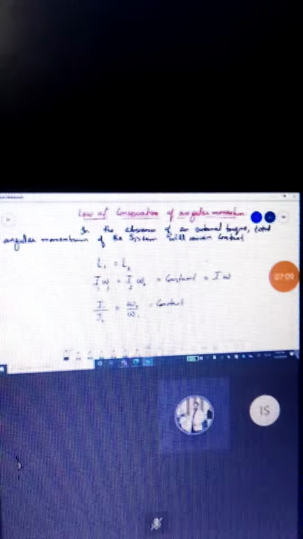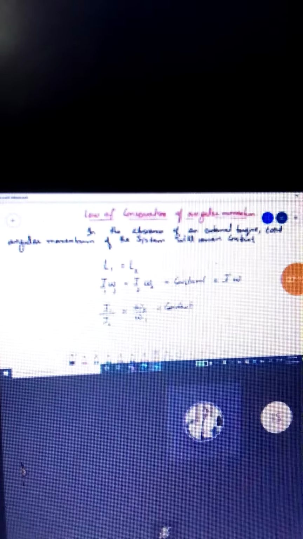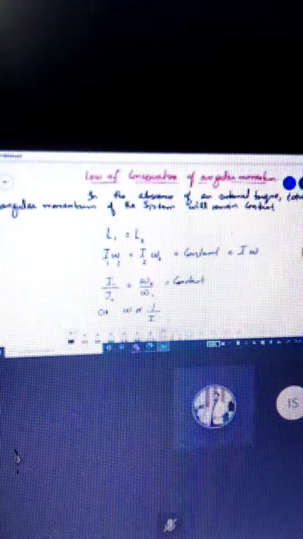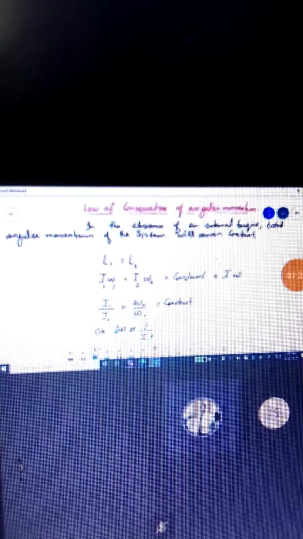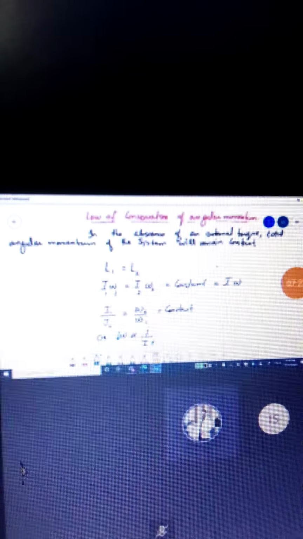It means that moment of inertia is inversely proportional to the angular velocity of the body, or omega is... angular velocity बढ़ेगी, moment of inertia कम हो जाएगा.